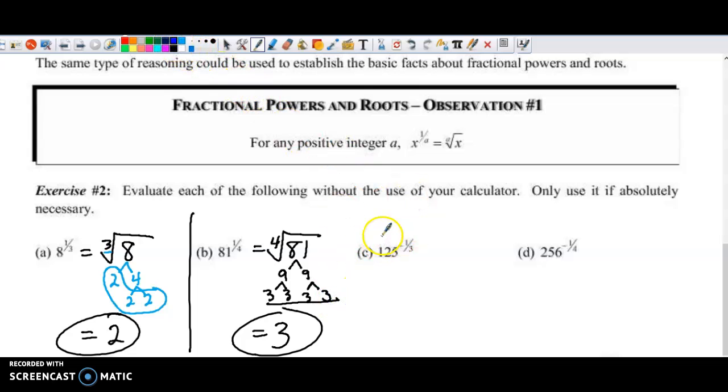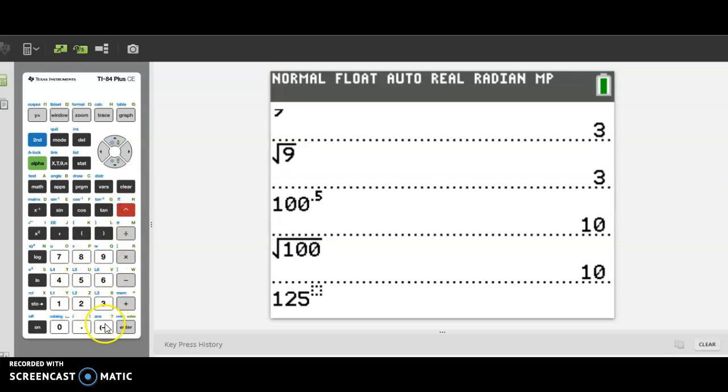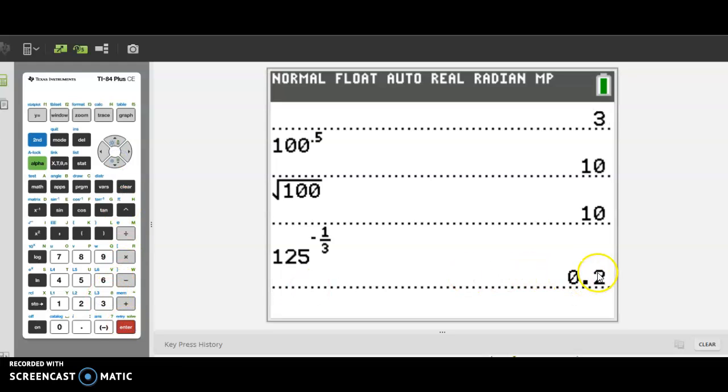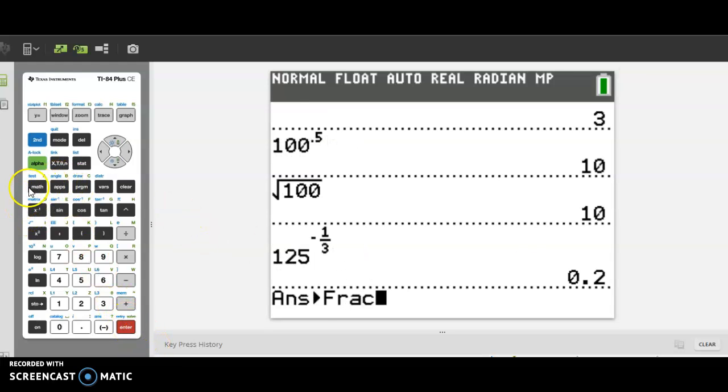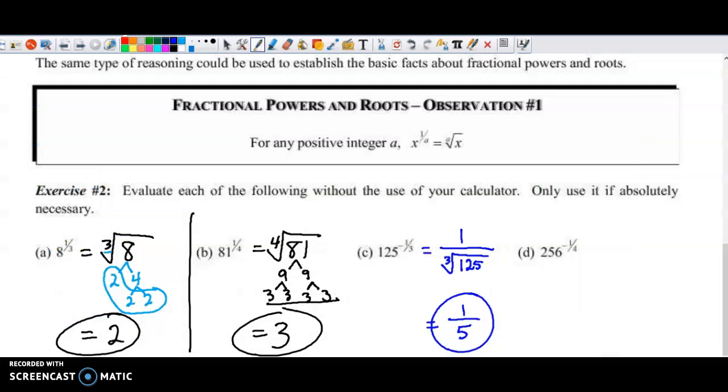So what's tricky about the next one, and this always stumps students, is yes, it is the cube root of 125, but the negative power puts it 1 over the cube root of 125. And so I think at some point I suggested you remember that. But if you go to a calculator and you type in 125 to the negative 1/3 power, notice that my answer is not negative. It is a fraction. And if I change it to a fraction by hitting math frac, enter, you get 1/5. So we have the right answer.